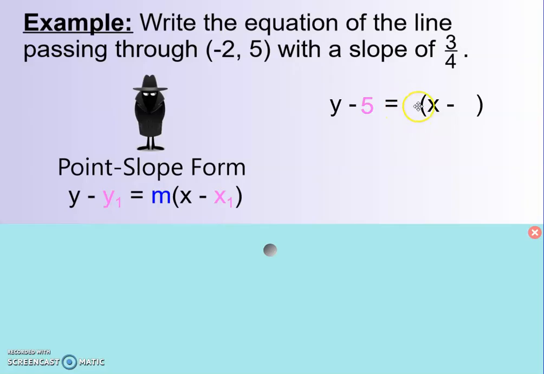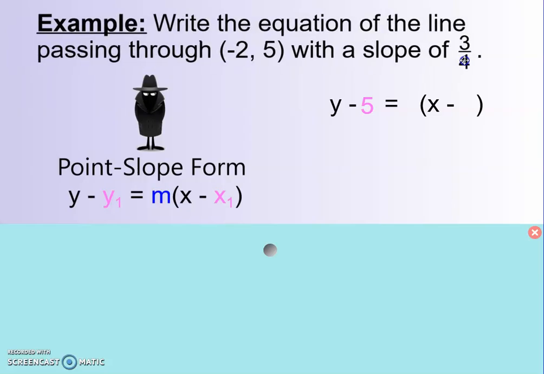Equals, what's this? Well, according to our generic form, it's the slope. Whoops, sorry about that. It's the slope, 3/4. And then it's x minus something. X minus what? X minus -2. That's our x value. There it is. That is the equation of the line. And other than this awkward minus a negative, which we can kind of clean up here, that's what it looks like. That is your equation.